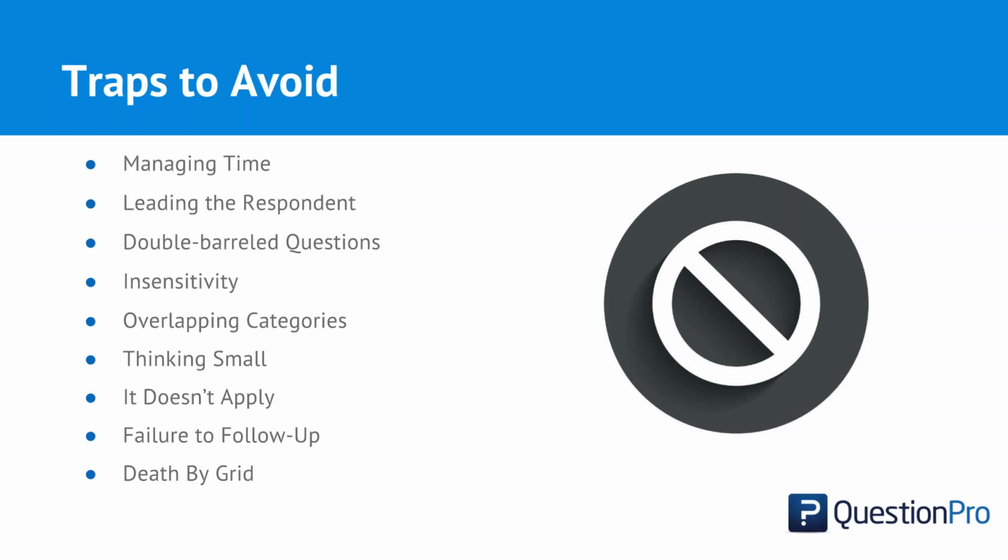Lastly, death by grid. Nobody likes to complete a lengthy 10, 15, 20 item grid. Keep those grids as succinct as possible. If necessary, break them into multiple grids. This will help you avoid problems such as straight lining or speeding through where they're not even looking at the questions. You may also want to include in your grid some negatively oriented questions to slow the respondent down a bit.